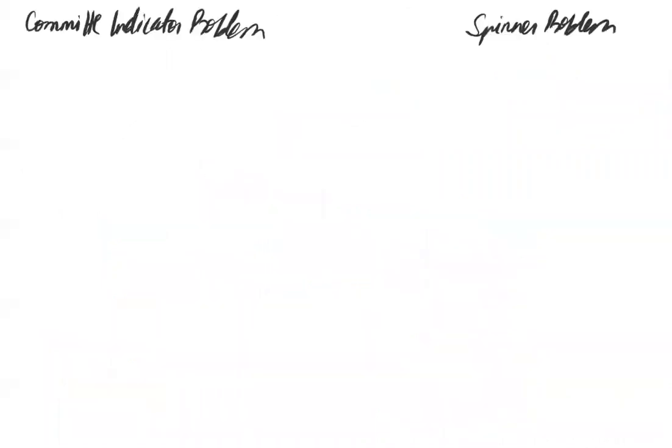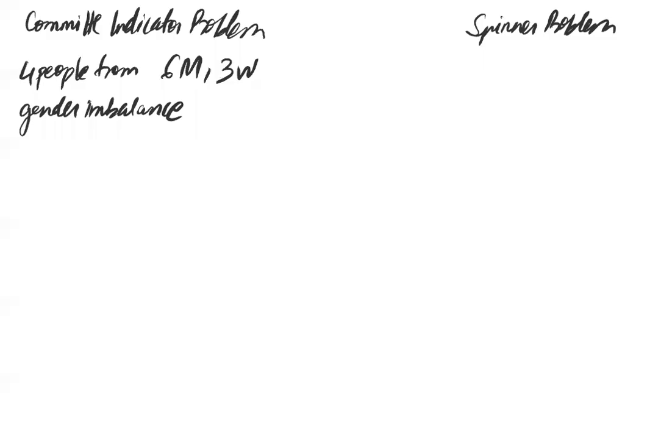the committee indicator problem. Now this is a good question. So in this question, you're given that you want to create a committee of 4 people from 6 men and 3 women, and you want to take care of gender imbalance. So you just write gender imbalance as M minus W, which is equal to the difference, and you want to find the expected difference. So what is the expected gender imbalance?